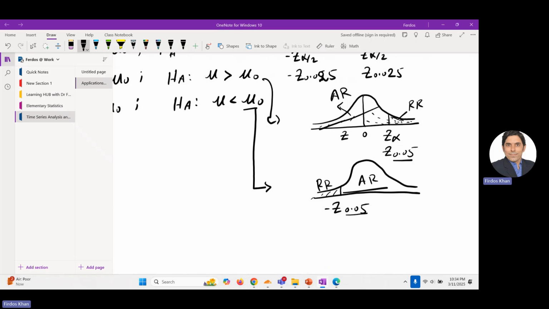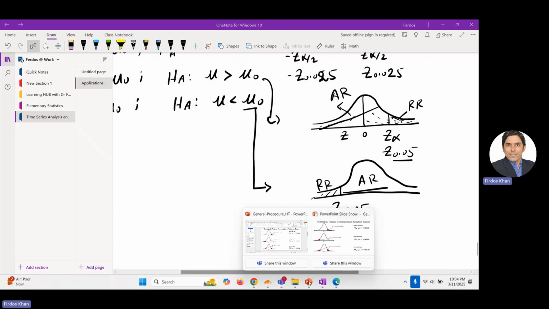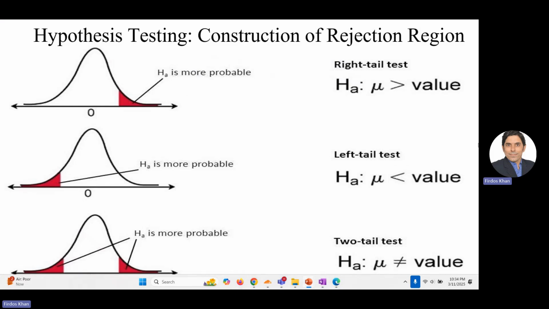So this is all about how to construct the rejection region in hypothesis testing, and we have discussed all three possible scenarios: the two-tailed test, which is given here; the left-tail test, where the alternate hypothesis is less than, remember, not the null hypothesis; and the right-tail test, where the alternate hypothesis is greater than a specific value. So this is all about the rejection region.